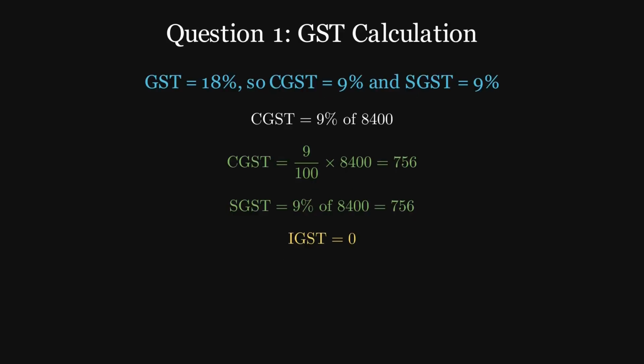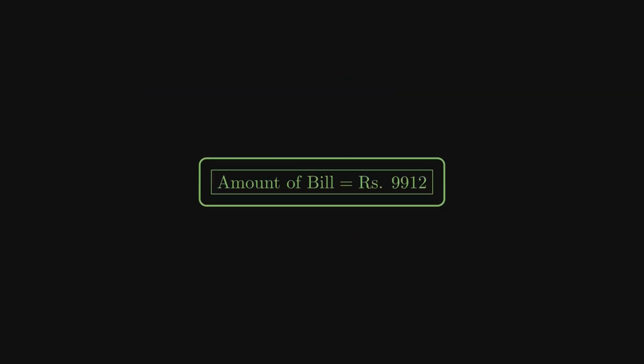Now we calculate CGST. CGST is 9% of 8,400. This gives Rs 756. Similarly, SGST is also 9% of 8,400. So SGST is also Rs 756. Since this is an intra-state transaction, IGST is 0. Now calculate the amount of bill. The amount of bill is equal to the selling price plus CGST plus SGST. So amount of bill is 8,400 plus 756 plus 756. This gives 9,912. Therefore, the amount of bill for question 1 is Rs 9,912.